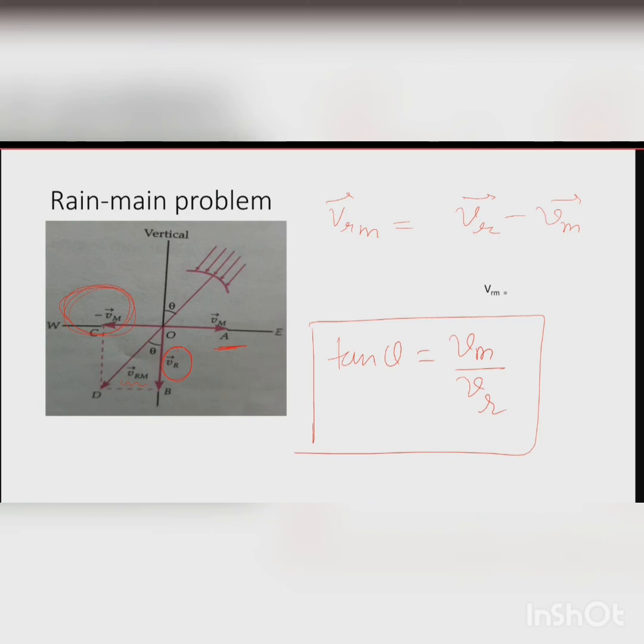Okay, see, in relative velocity, what I'm doing is I am superimposing the negative of the velocity of the man onto the velocity of the rain. The velocity of the man was in the forward direction. So to find the relative velocity, I have taken the negative of his velocity and then added it to the velocity of the rain. Here I am finding the relative velocity.